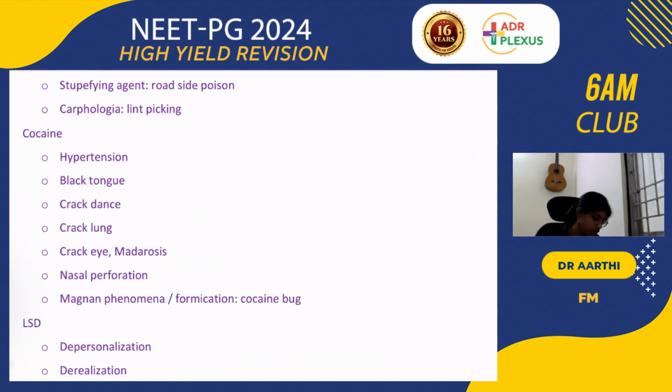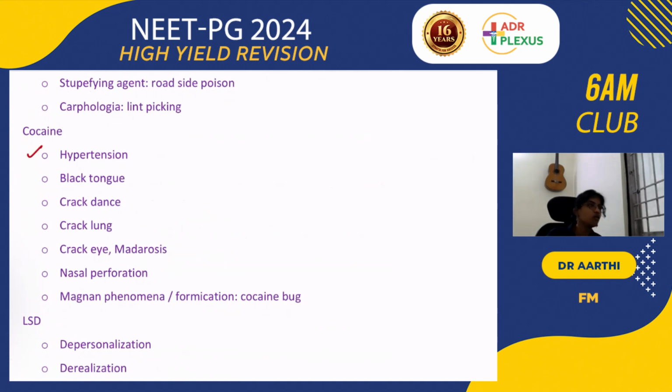Then you have cocaine. Cocaine produces hypertension. Cocaine dance, that is this movement, right? And this movement. Choreoathetoid movement. That is cocaine dance, right? Crack dance, crack lung, crack eyes, where he gets scars in his eyes.